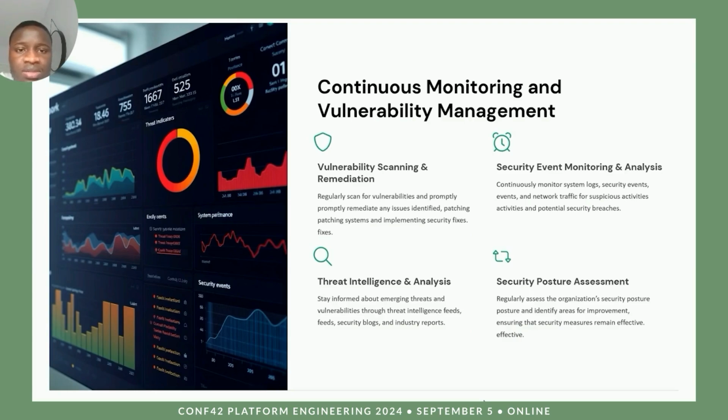Yes, there's a need for continuous monitoring. You have to continuously monitor your systems, because cyber attackers are not sleeping. So you have to continuously check.